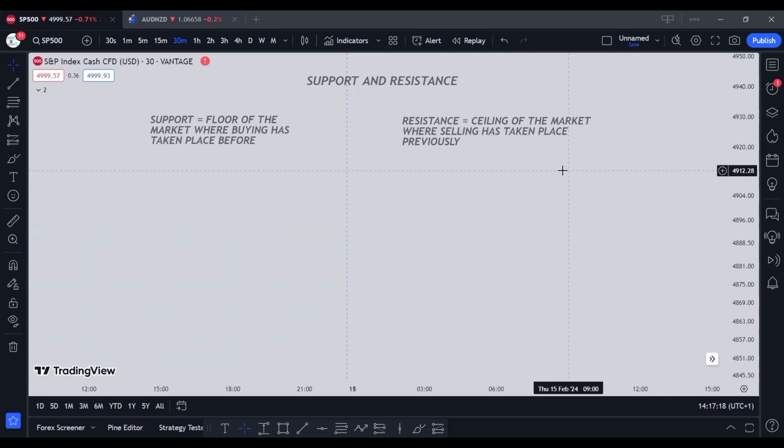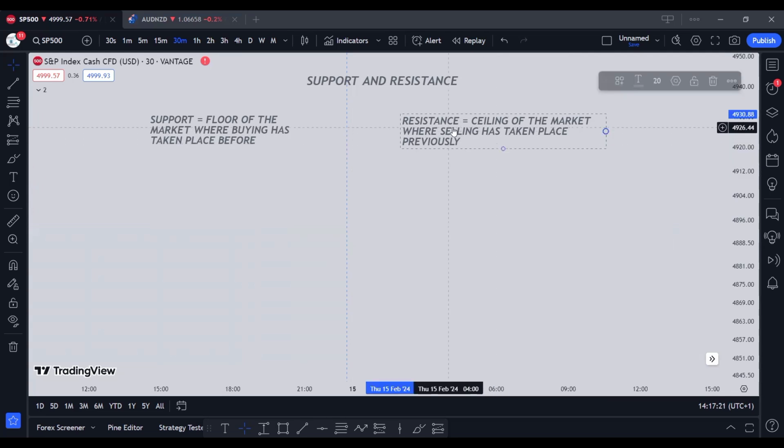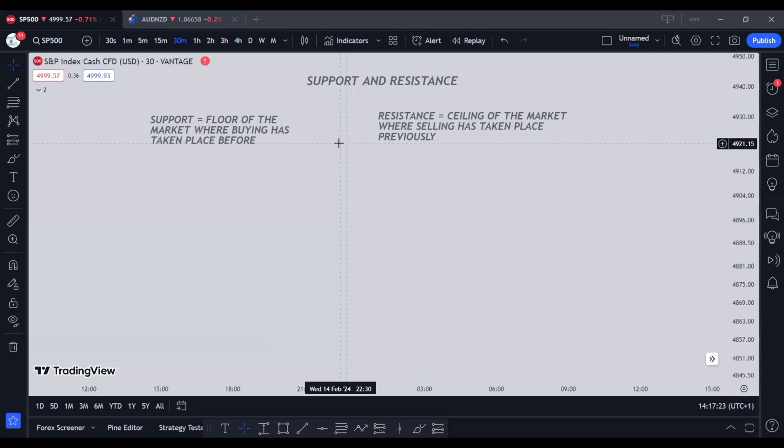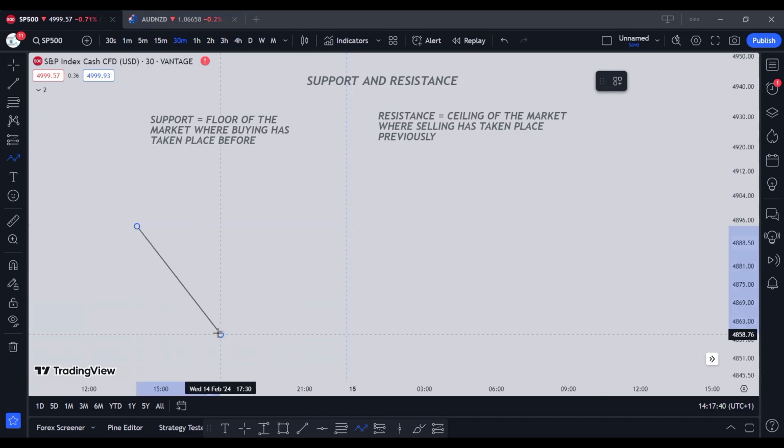All right. Support and resistance, just a basic explanation. Support is basically the floor of the market where buying has taken place before. Resistance is basically the ceiling of the market where selling has taken place before. Let me give you an example right now. So let's say the market has come down to this level, but buyers entered the market, right?